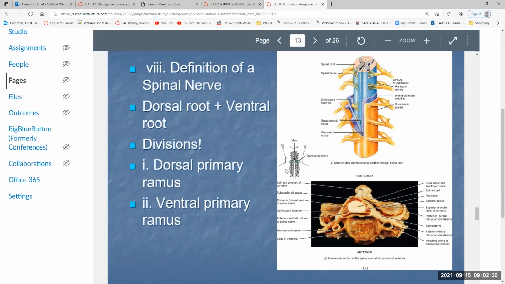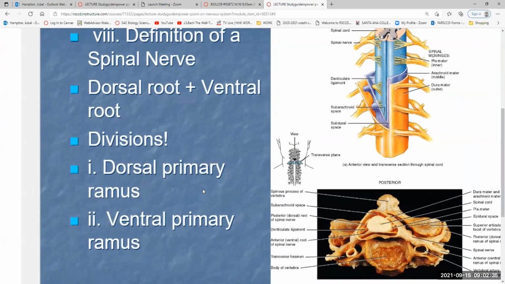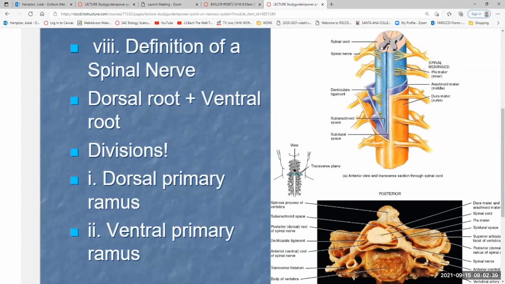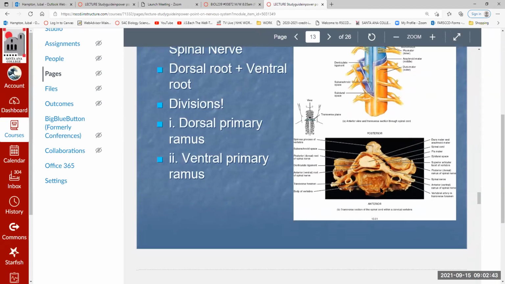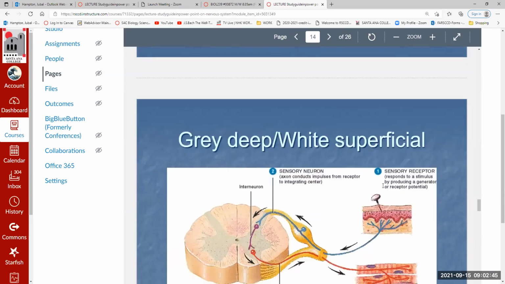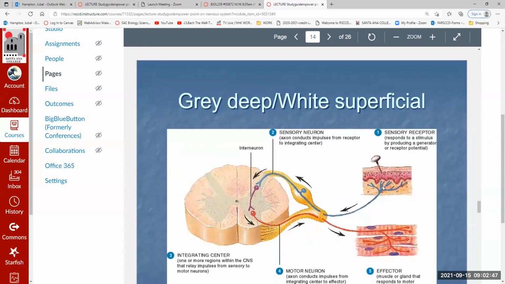Now, a dorsal and ventral primary ramus. A ramus is a projection, a large projection that creates the spinal nerve. And I'm looking to see here, not on this diagram, so I might have one on another diagram. So hold on as we progress through and we'll see if we can find you some rami.